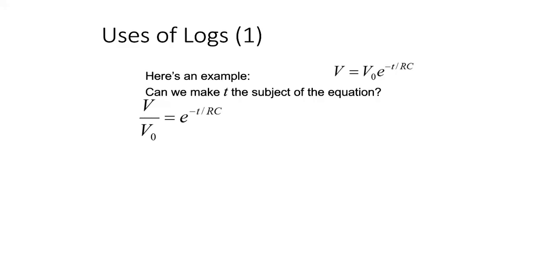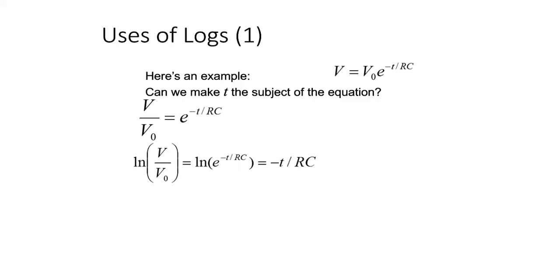Then I know that log of e to the anything is just equal to the thing itself. So if I want to get rid of the e function on the right hand side, I've got to take the log of the right hand side. Obviously, if I take the log of the right hand side, I've also got to take the log of the left hand side. So I'll end up with the log of v over v0 is equal to the log of e to the minus t over rc.